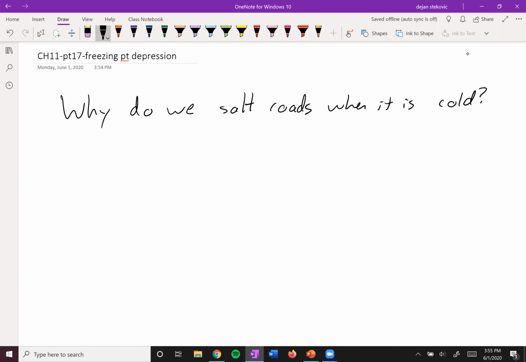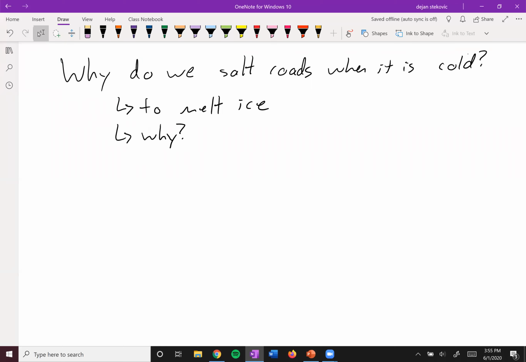All right, so for our next colligative property, we'll start off with this question. You guys might not know this, but in colder areas, why do we salt roads when it's cold? In colder areas, before it snows, they'll go drive around and salt the roads. And the reason they do this is to melt the ice or keep the ice from forming in the first place. So the next question is, why does salt do this?